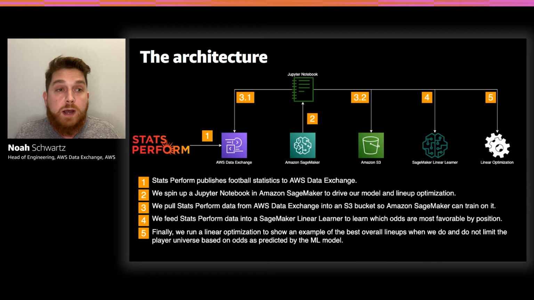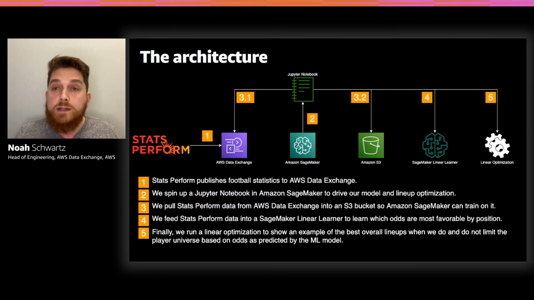And now that we understand the odds, I want to spend just a few minutes talking about the architecture, and then we'll jump into the code. The first step is that Stats Perform publishes their data to AWS Data Exchange, which, as a reminder, includes historical player data, odds data, salary data, and player predictions.